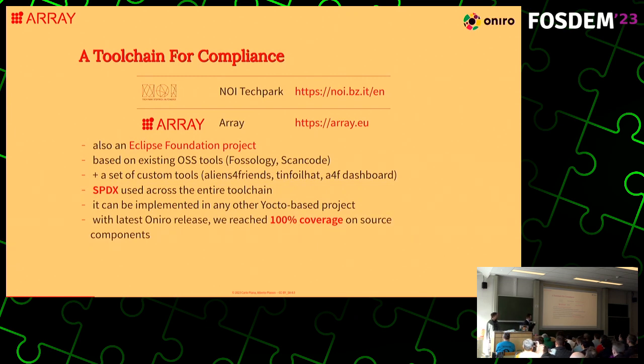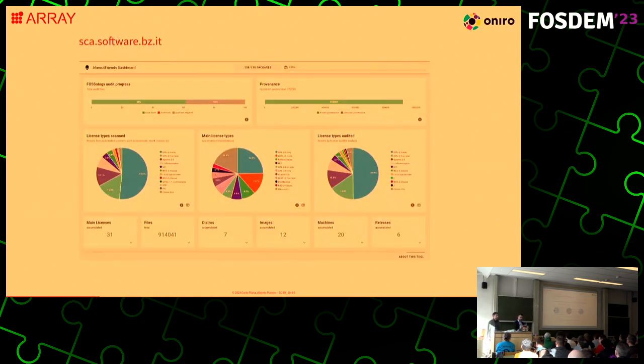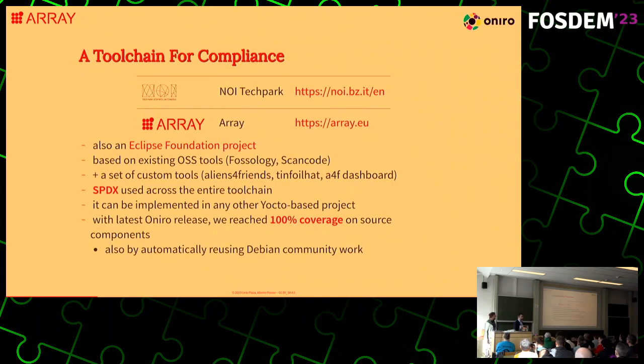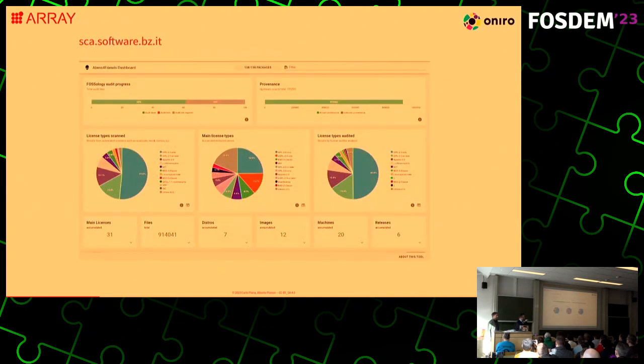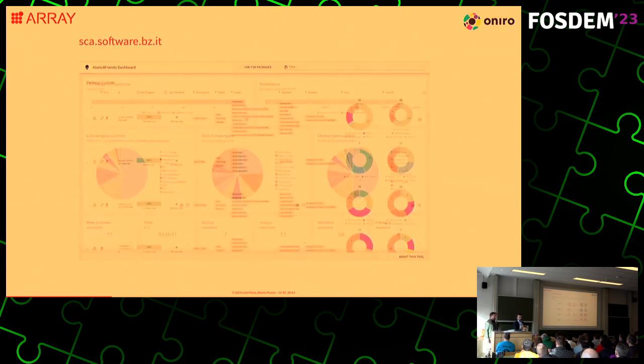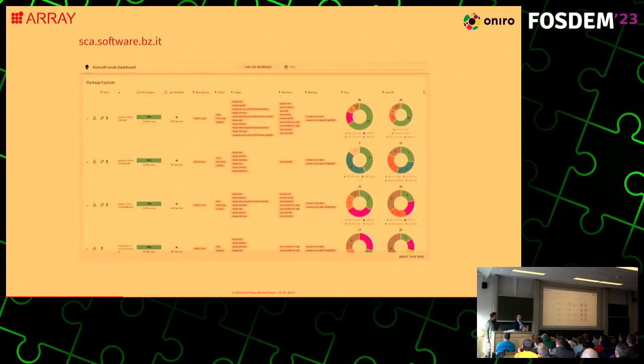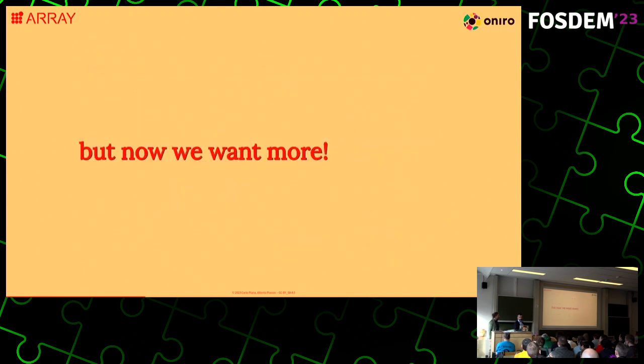Through this combination of tools, we have been able to complete a very lengthy process of compliance, reaching 100% coverage of all the components. I don't want to skip thanking Debian for providing a lot of the information that we have used. Here you can see the dashboard, so you can track the evolution and status of compliance. You can also go and see many more details of the single packages.